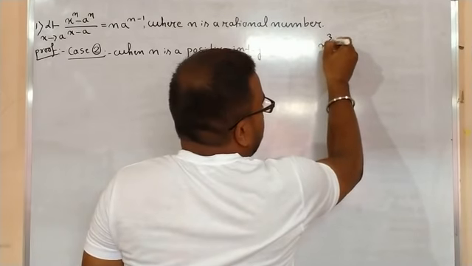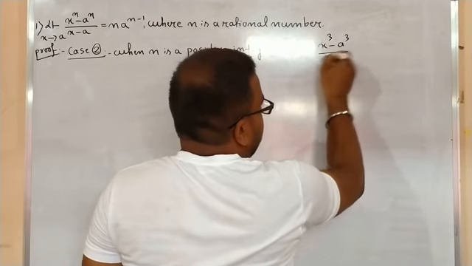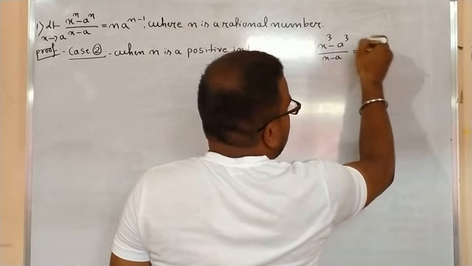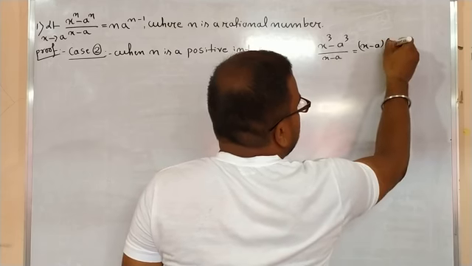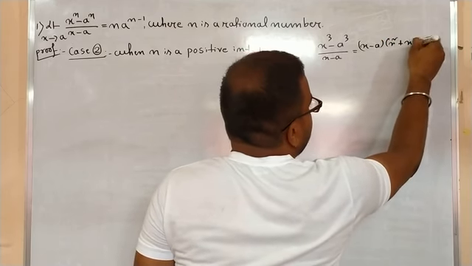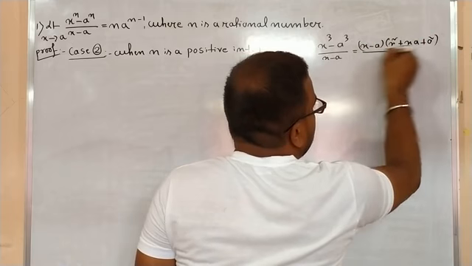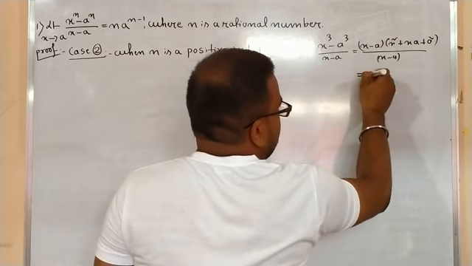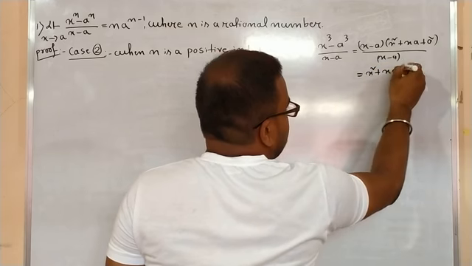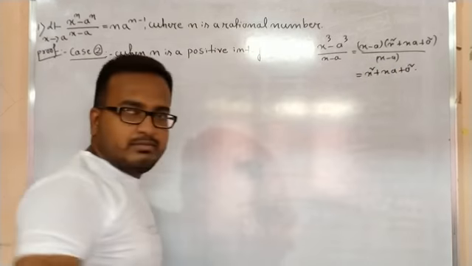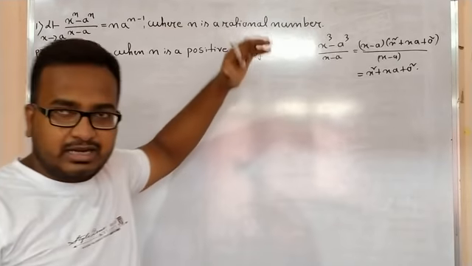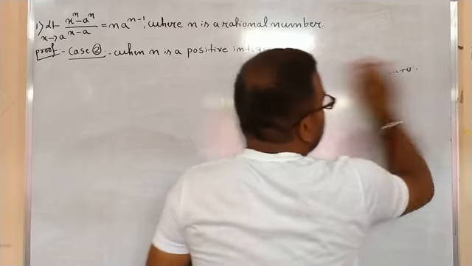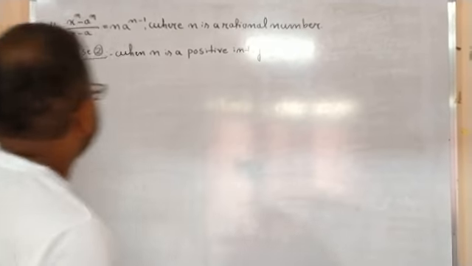Because x cube minus a cube divided by x minus a. So I can write it like that. This x cube minus a cube is nothing but x minus a into x square plus xa plus a square, divided by x minus a, right? So this x minus a may cancel, so it will be x square plus xa plus a square, right? Because this type of expansions we have already learned in our school level, isn't it? So let me use this type of expansions here.